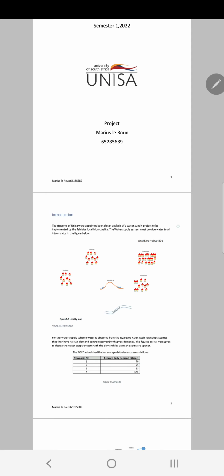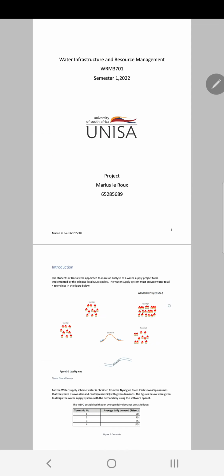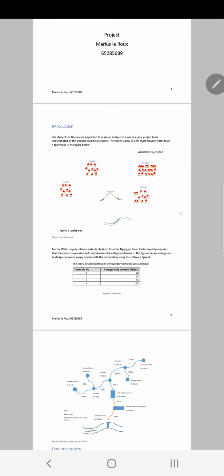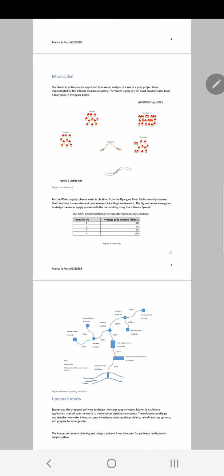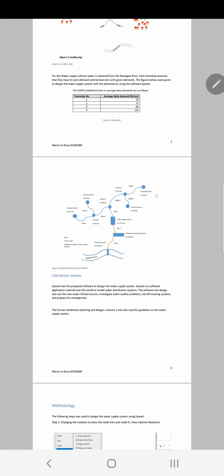I'm a student from Unisa, and we were given an assignment for Water Infrastructure and Resource Management for the first semester of 2022. We were given a project to design a water supply system for the Chipese local municipality. The system was required for 4 townships that must be supplied by the Nanguingwa River. Each township was given its average daily demand in litres per second, as seen in the figure for the demands.